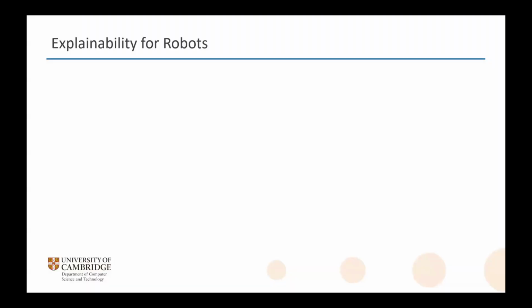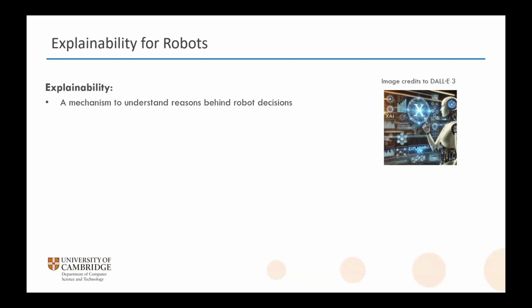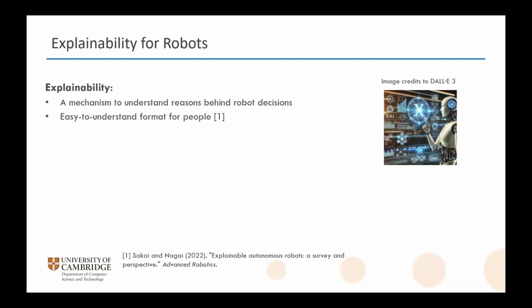What is explainability for robots? Explainability is a mechanism to understand why robots make the decisions they make. So basically interpreting and understanding the reasons of such decisions. And since they should convey these reasons, they should be in an easily understandable form for humans, as well as in a concise form, and it should include all the relevant information about the decision-making process.